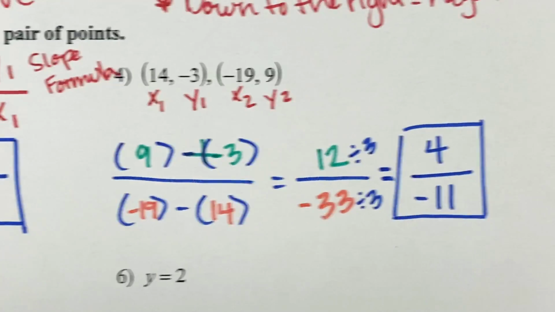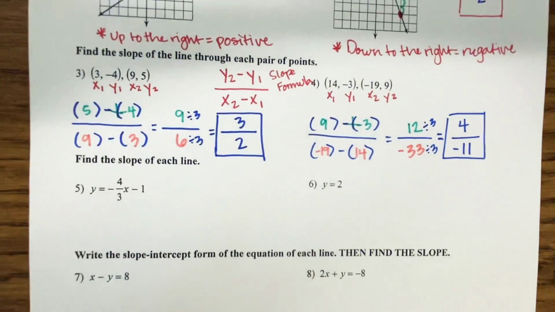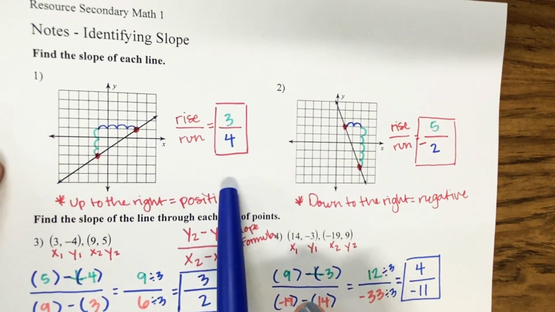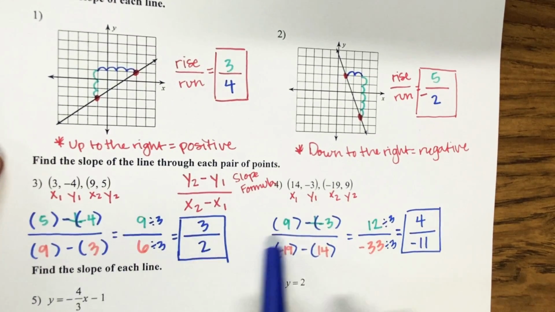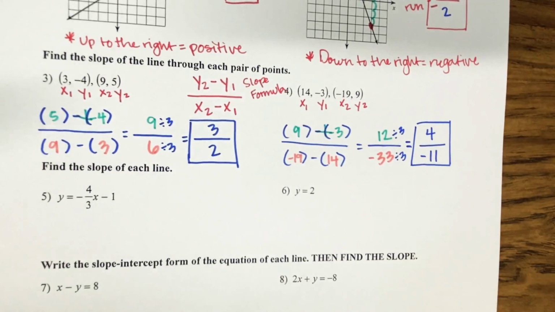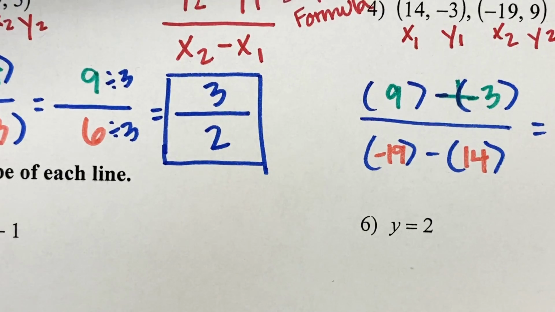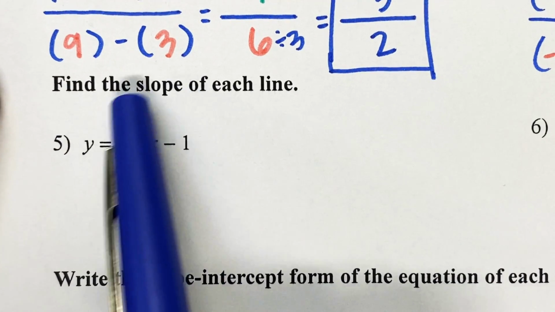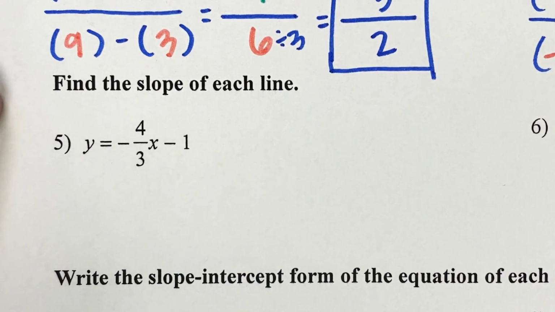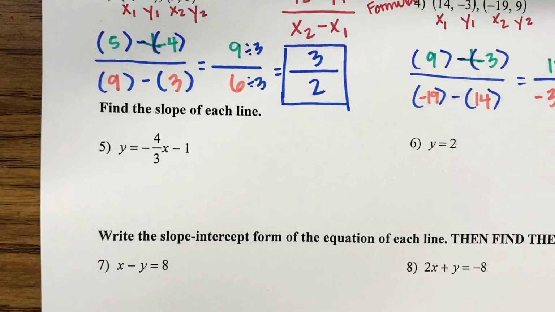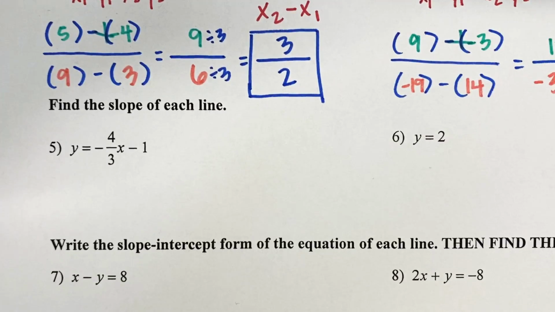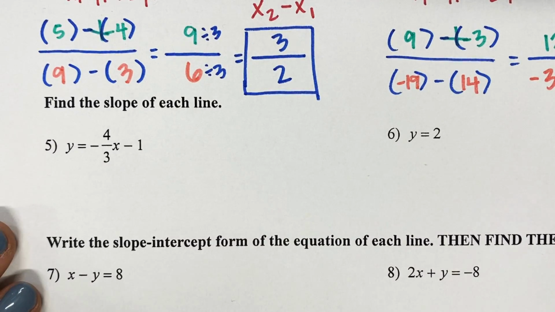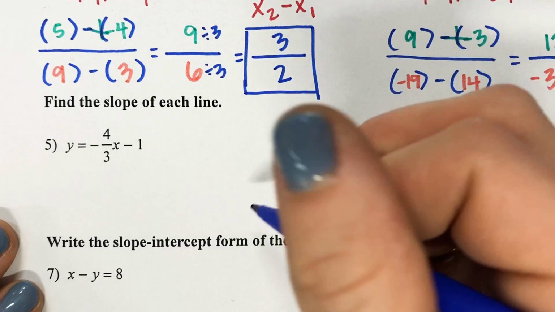Awesome. So we have currently found the slope when given graphs and when given coordinate points. For numbers 5 and 6, we are identifying the slope when given a linear equation. Both of these linear equations are in slope-intercept form, which is super important. So let's actually write this down here.